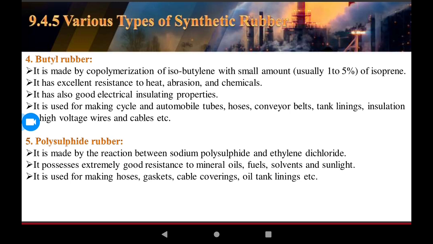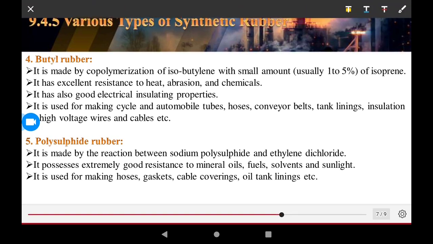Butyl rubber is made by the copolymerization of isobutylene with a small amount, 1 to 5%, of isoprene. It has excellent resistance to heat and chemicals. It also has good electrical insulator properties.